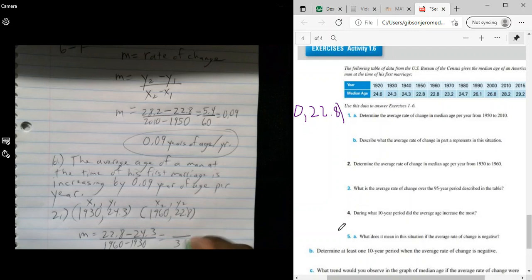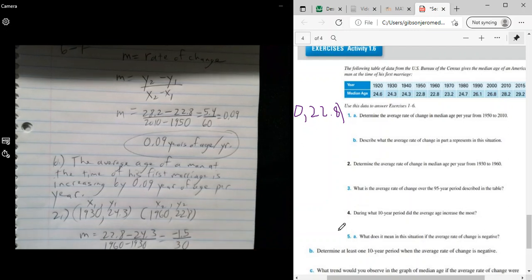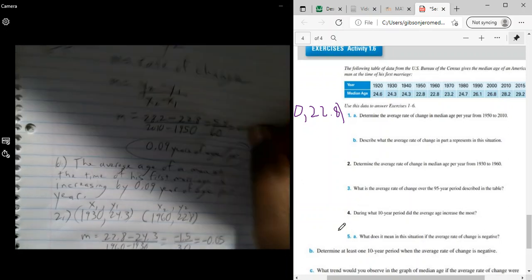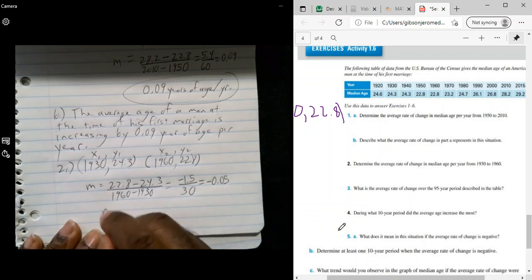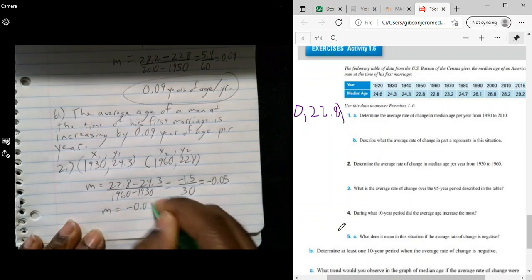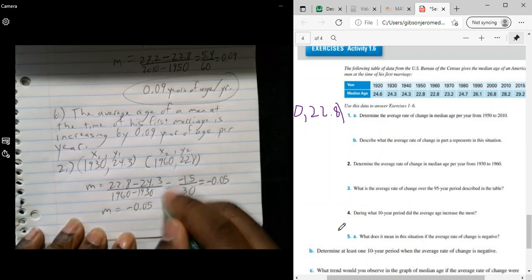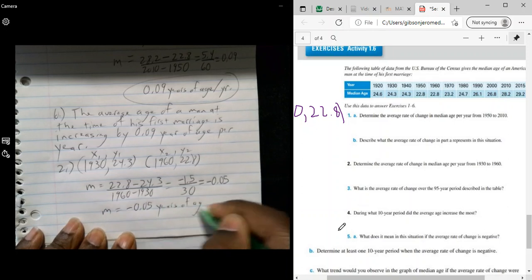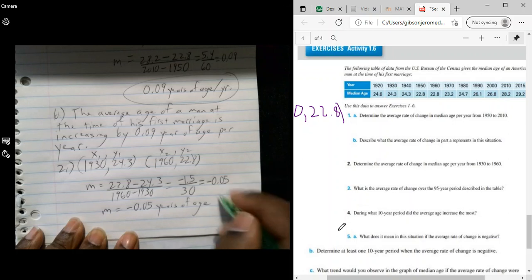So our denominator would be 30. Our numerator would be a negative 1.5. Now, if you put this in your calculator, you will get negative 0.05. And I'll write this down here. So it'd be a negative 0.05 years of age per year.